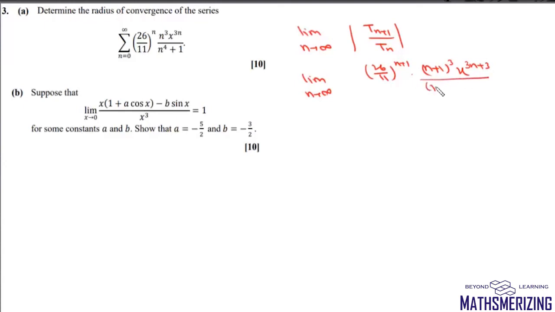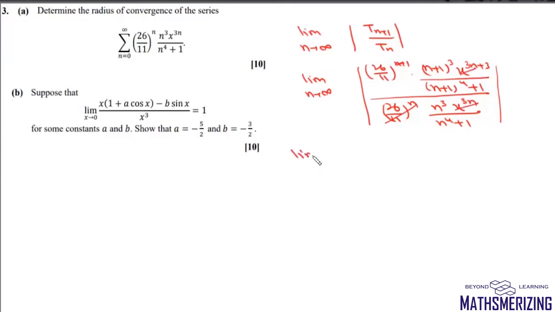upon n plus 1 to the power 4 plus 1, upon 26 by 11 to the power n cube x to the power 3n upon n to the power 4 plus 1, with this mod sign. Now here 26 upon 11 to the power n will cancel, and also x to the power 3n will cancel.